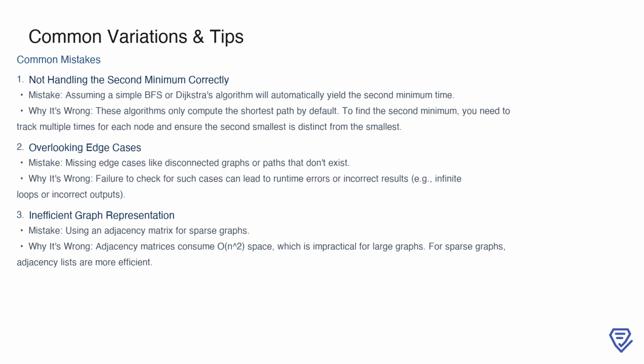Another frequent mistake is overlooking edge cases, such as disconnected graphs or cases where no path exists. Ignoring these situations can lead to runtime errors, infinite loops, or incorrect outputs. Additionally, using an inefficient graph representation can be a pitfall. For example, an adjacency matrix may seem convenient, but it consumes n squared space, which is impractical for large, sparse graphs. Instead, adjacency lists are a better choice for efficiency in these scenarios.